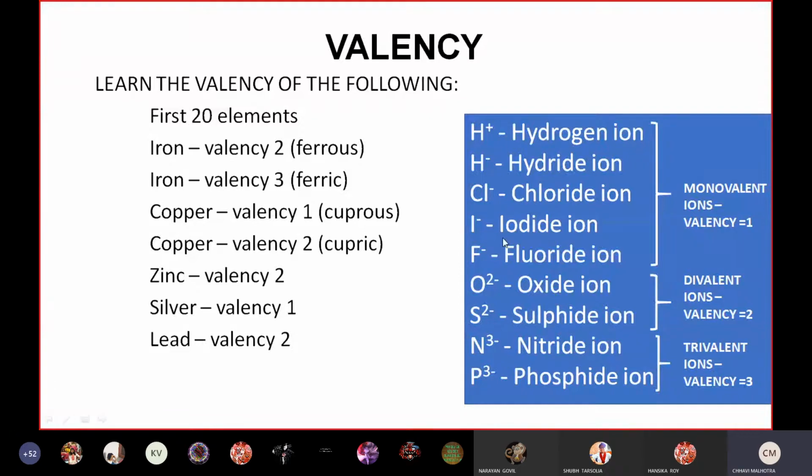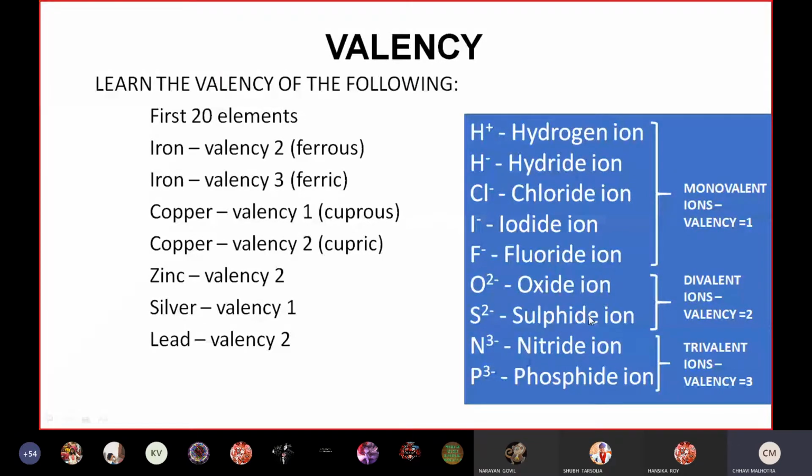So if you see, all these have valency 1. They carry a charge of 1. So these are called monovalent ions. Whenever an ion has one valency, we call it monovalent. If the valency is 2, we call it divalent. O2 minus is oxide ion. S2 minus is sulfide ion. Now, if the valency is 3, we call it trivalent ions.